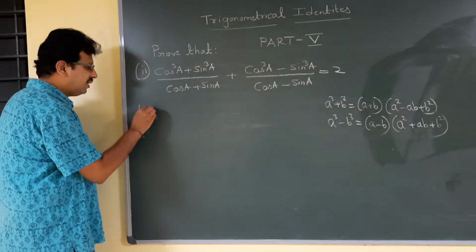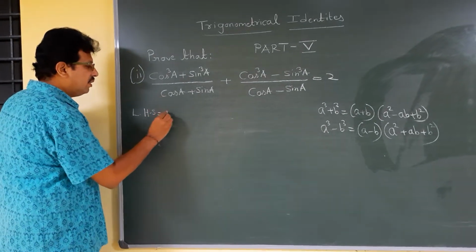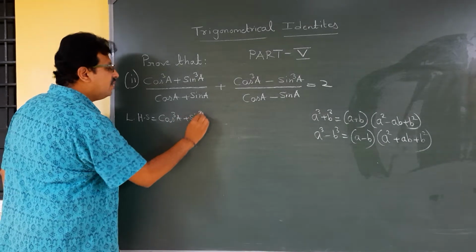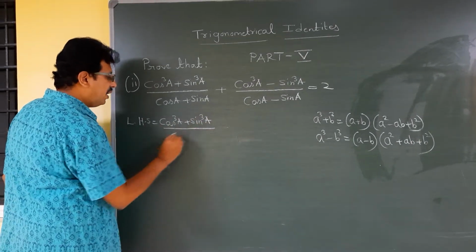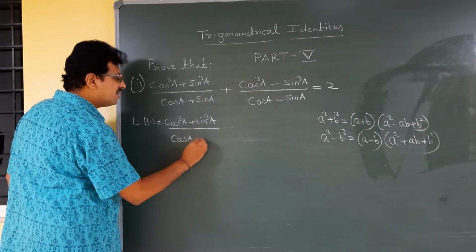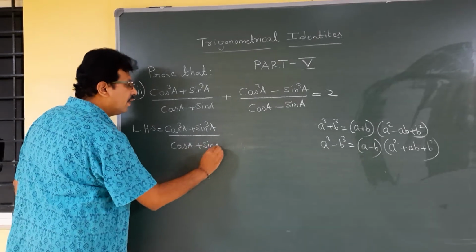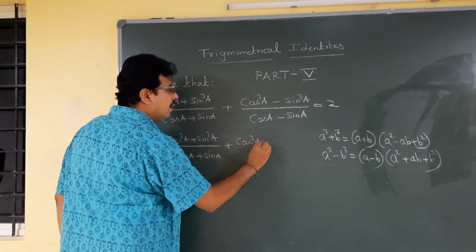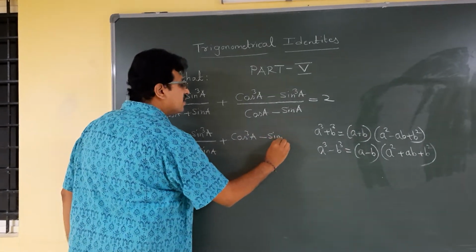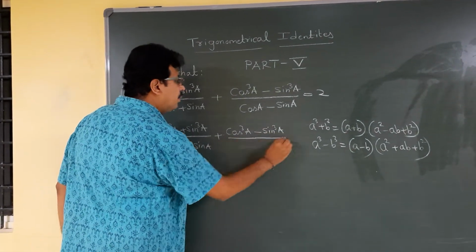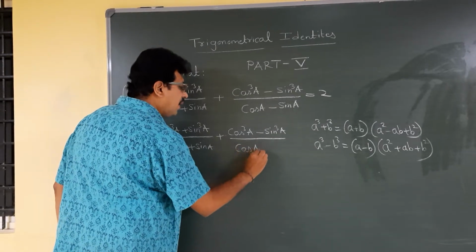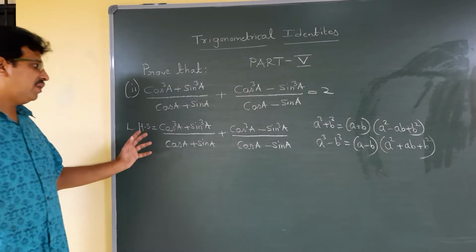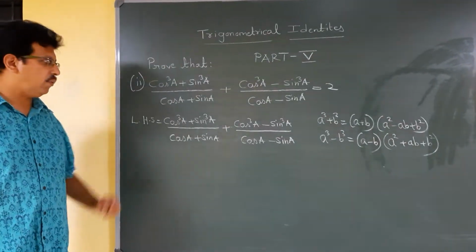So let us take the left hand side, LHS, that is (cos³A + sin³A)/(cos A + sin A) + (cos³A − sin³A)/(cos A − sin A). So this is a very important thing you have to observe. The left hand side, what it is.